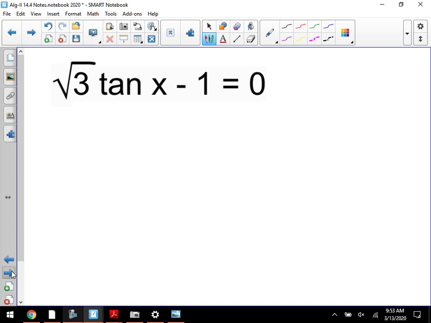Same scenario. Square root of 3 times tangent of x subtract 1 is 0. I just didn't write within one revolution. This is all still within one revolution. As you get going into these things, you will start to get pretty comfortable. Hopefully, you'll get comfortable with skipping a few steps from here to there. It's fine if you don't, not a big deal.